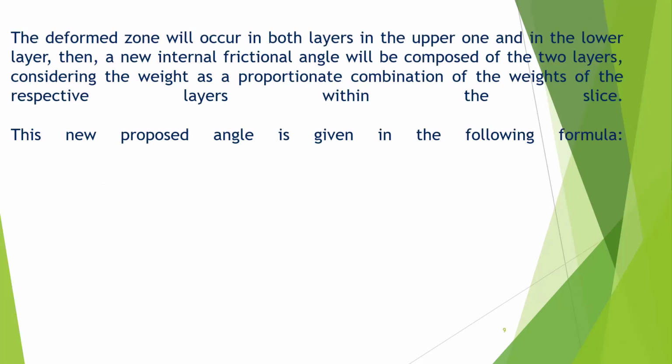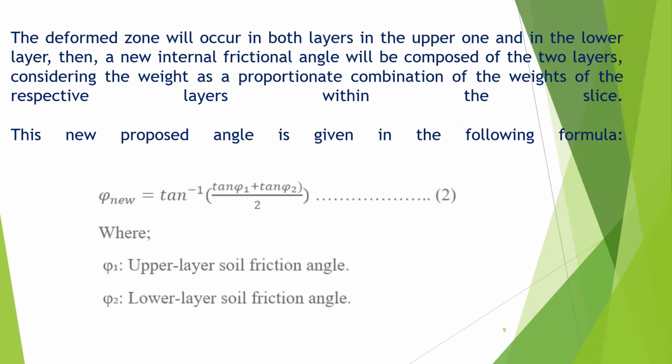The deformed zone will occur in both layers, the upper one and the lower one. Then a new internal friction angle will be composed of two layers, considering the weight as a proportionate combination of the weight of the respective layers within the slice. This new proposed angle is given in the following formula.